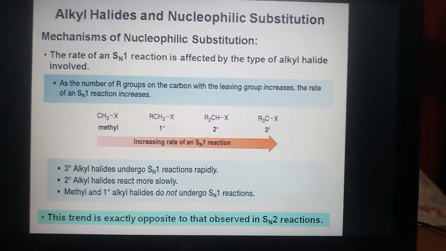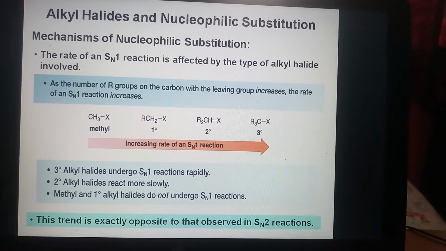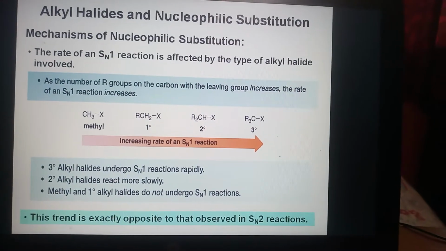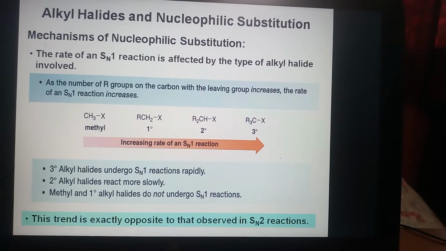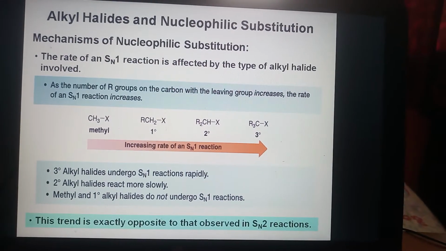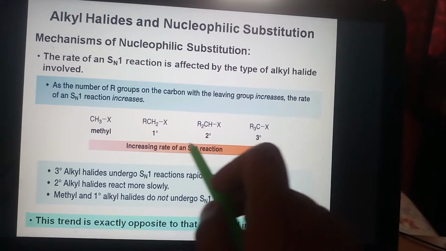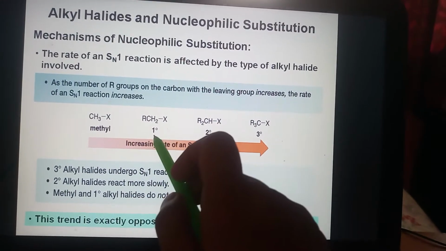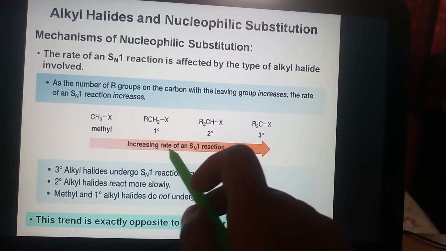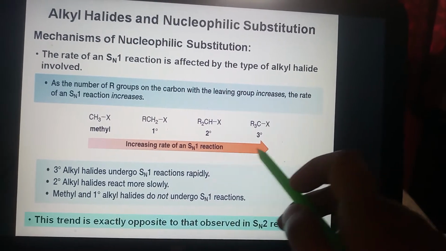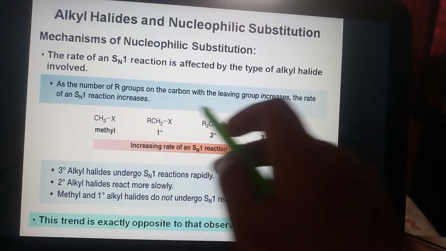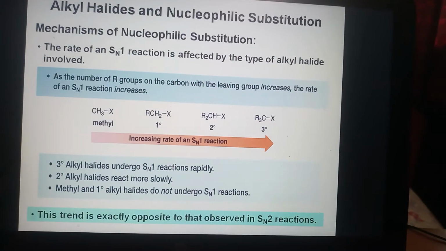Now the rate. The rate of an SN1 reaction is affected by the type of alkyl halide involved. As the number of R groups on the carbocation with the leaving group increases, the rate of the SN1 reaction also increases. You can see the series with methyl, primary, secondary and tertiary. Along the series, the rate of SN1 reaction increases, and it is least with methyl and highest for the tertiary alkyl group.